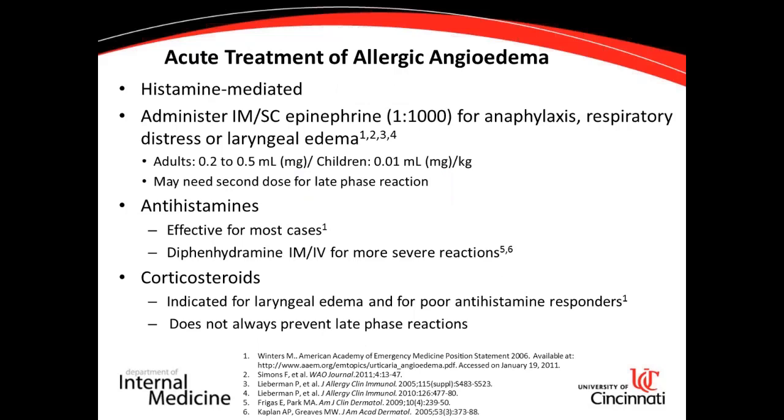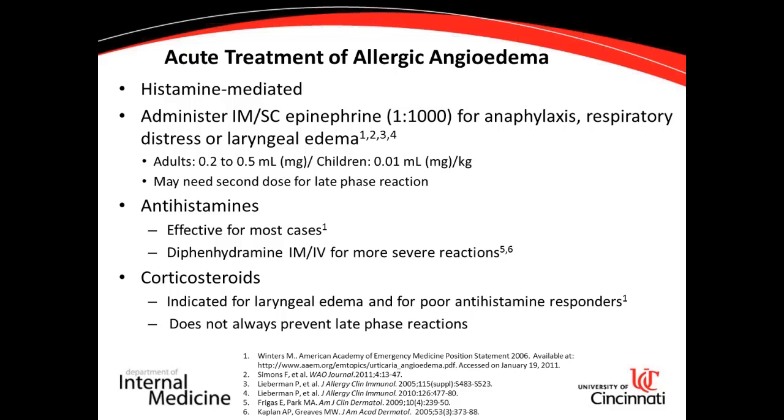So in terms of the acute treatment of allergic angioedema, this is a histamine-mediated response. It is recommended to administer epinephrine, either IM or sub-Q. We recommend IM at a concentration of 1 to 1,000 for anaphylaxis, especially when there's respiratory distress or angioedema. These are the doses for adults, up to 0.2 to 0.5 ml. Normally the dose is 0.3 cc's. In children, it's 0.01 ml per kilogram. One may need a second dose for a late phase response. Antihistamines are effective in most cases, but they're not the primary treatment for histamine-mediated angioedema or anaphylaxis.